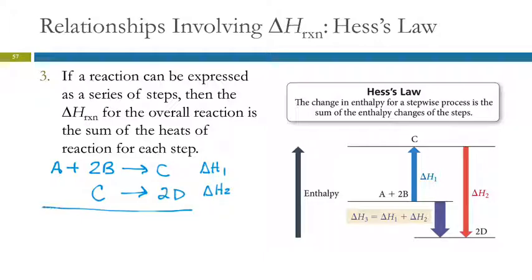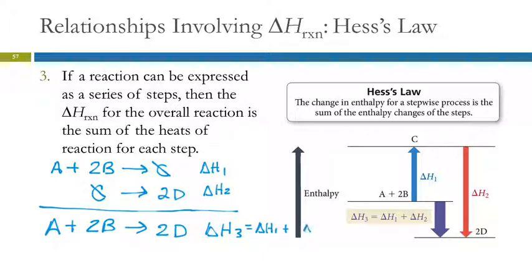Well, we did this with half reactions. We can add chemical equations. So if we add these two reactions, the C that's produced here gets used up there, and so my overall reaction is A plus 2B makes 2D. Well, if this is the energy change for the first reaction, and this is the energy change for the second reaction, then the overall energy change must be the sum of the delta H's, right? So delta H for the overall reaction just equals delta H1 plus delta H2. Does that make sense?